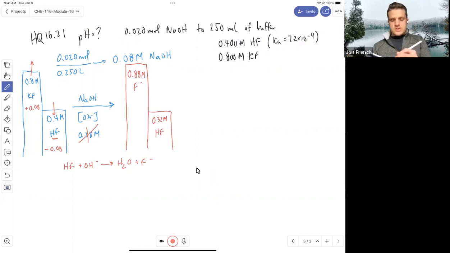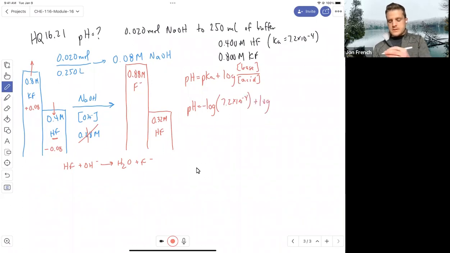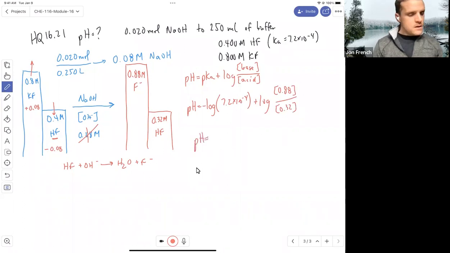Now we can use the Henderson-Hasselbalch equation. pH equals the pKa plus the log of the concentration of my base over the concentration of my acid. So the pH of this solution is, the pKa is the negative log of 7.2 times 10 to the minus 4, plus the log of my base. My base is potassium fluoride, 0.88, and my acid is the HF, 0.32. Now I can find the pH of that solution.